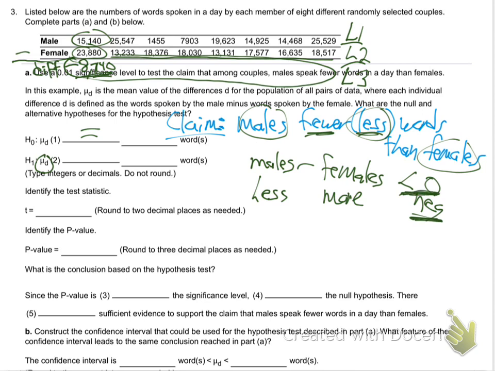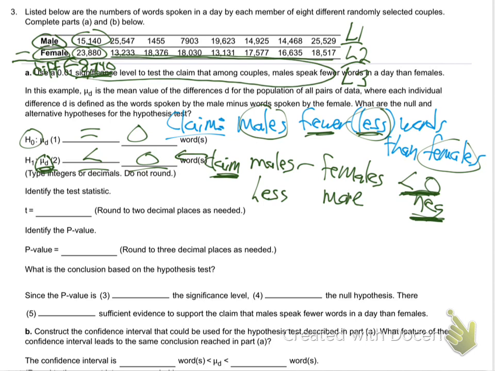If a number is lower than 0, it's negative. So the claim is less than 0. That's the claim. The claim is that the difference, male minus female, is less than 0, and the alternative is always equal, so that'd be equal to 0. So here's the claim. The claim is this one.